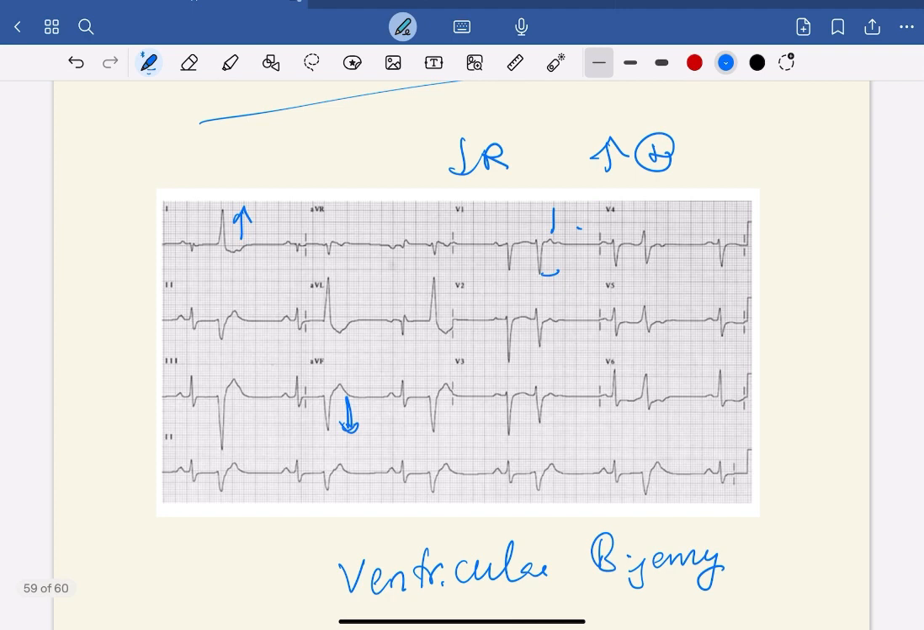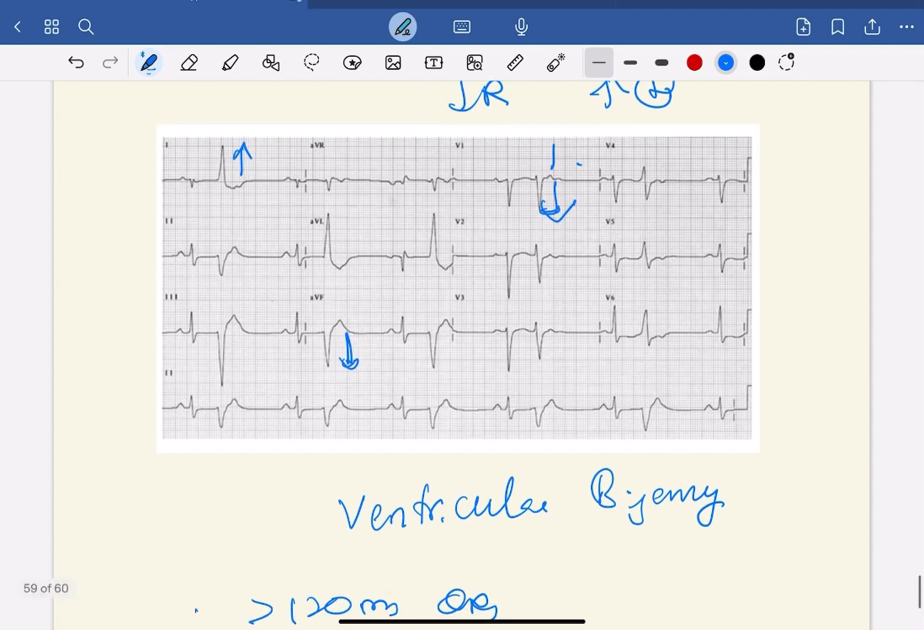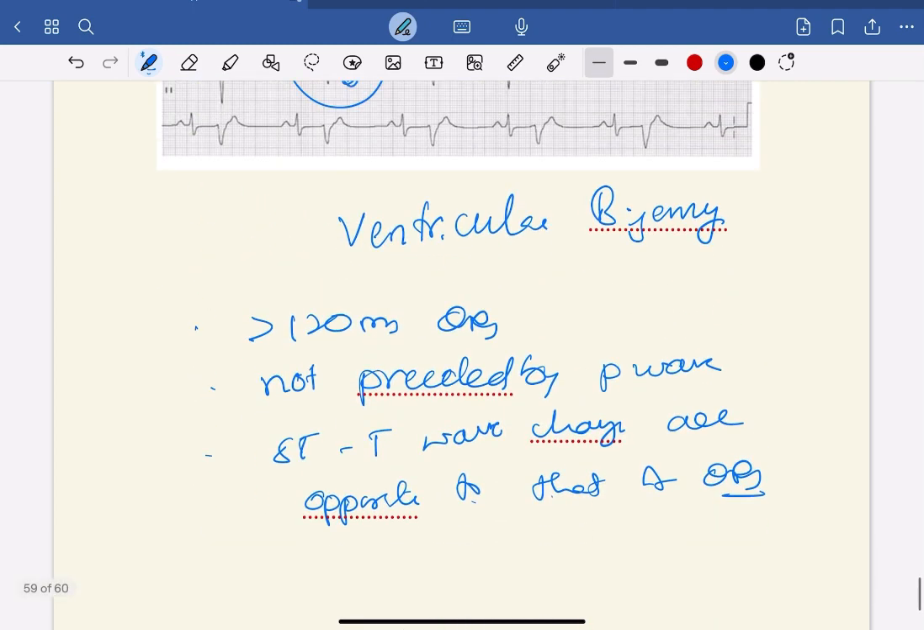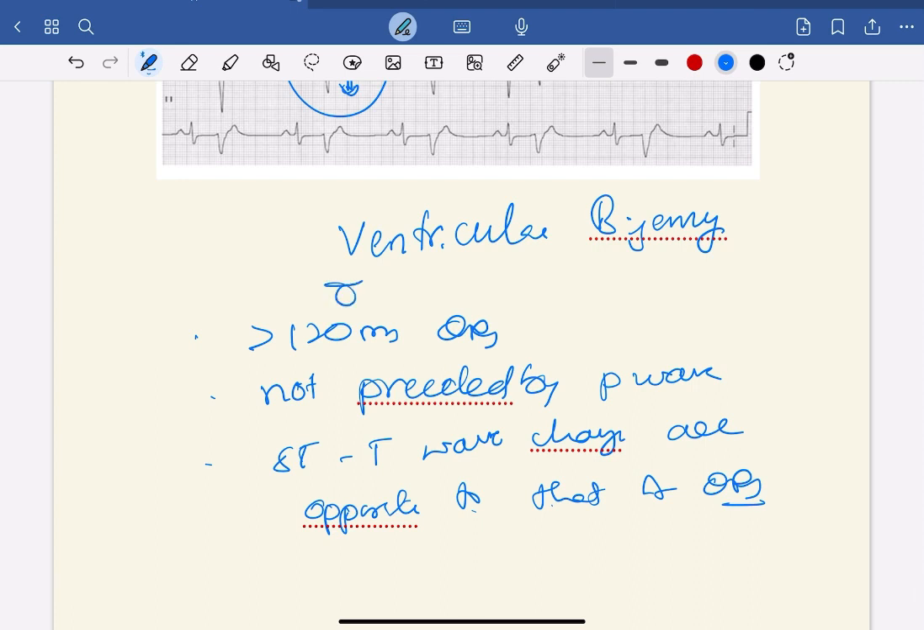After identifying whether it is on the right side or left side, here in this case it is on the right side, predominantly downward. After that you have to see the axis, the PVC axis. Lead 1 is predominantly upward, lead aVF predominantly downward. That means left axis deviation, both leaving each other. So a right-sided focus with left axis deviation means the focus is present in the apex. So this is ventricular bigeminy with focus in the RV apex.